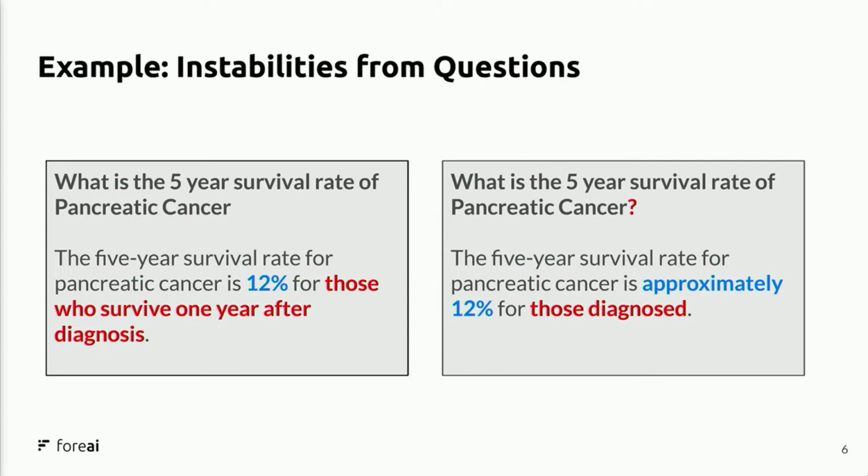First of all, there's a nuanced difference between 12% and approximately 12%. This may not be a big issue in this particular case, but there are other cases where this might actually be a big problem. But the much larger problem is the difference between "for those who survive 1 year after diagnosis" and "those diagnosed", which is a semantically different meaning.